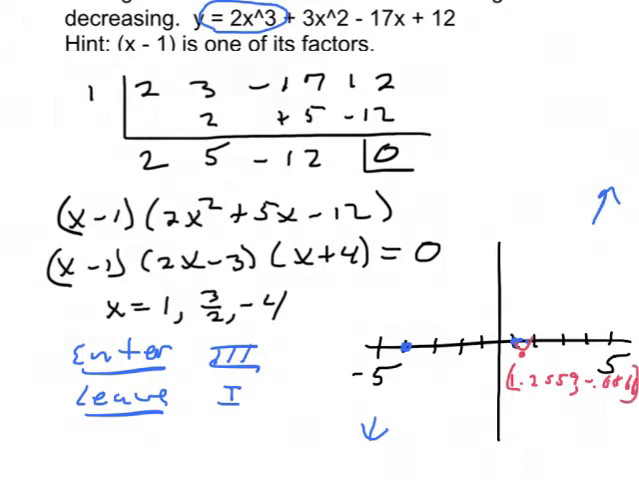Alright, and for my relative max, it's going to be way up here, and it's going to be negative 2.2559, and it's going to be 42.6566.